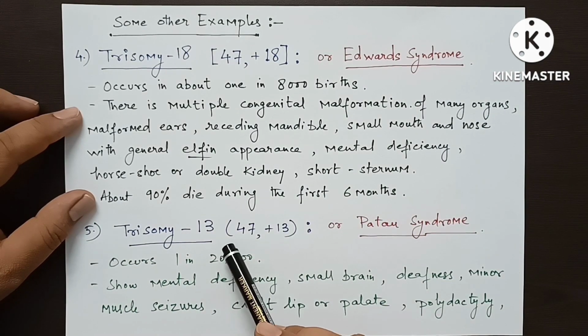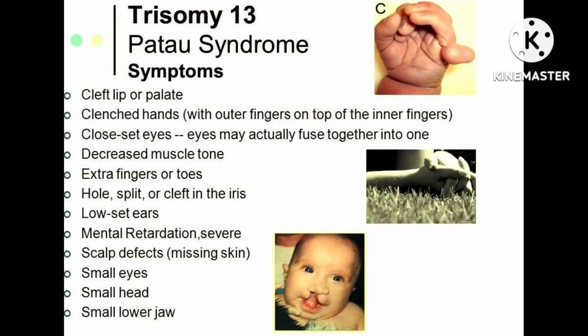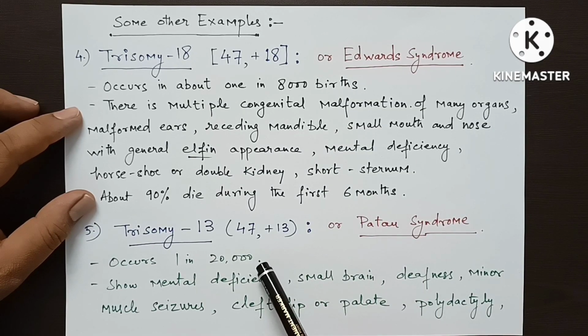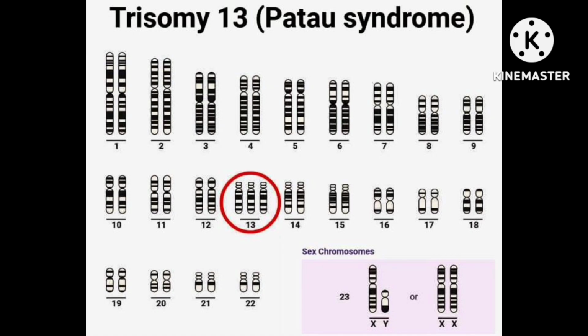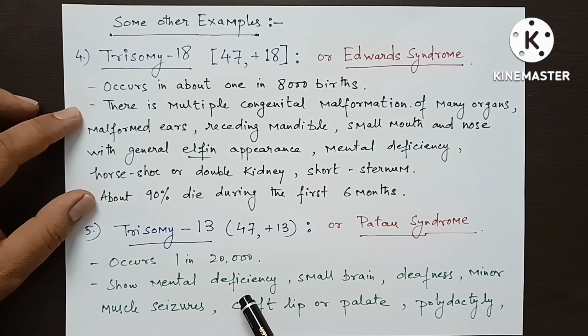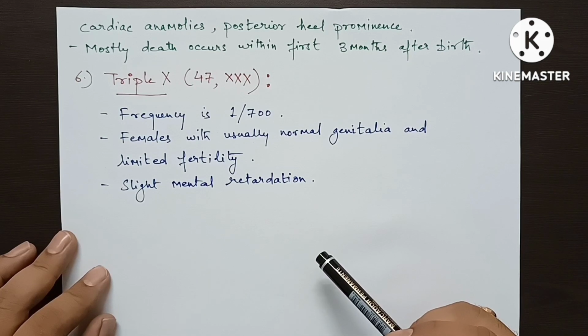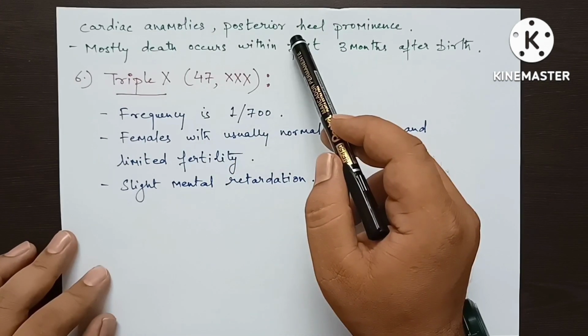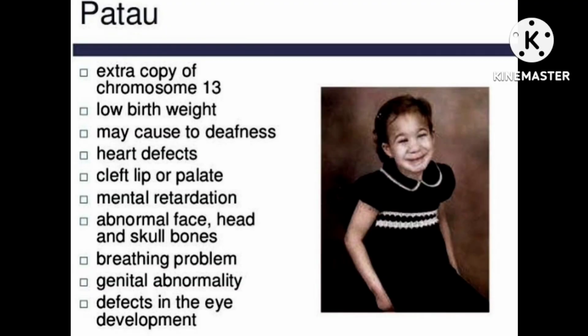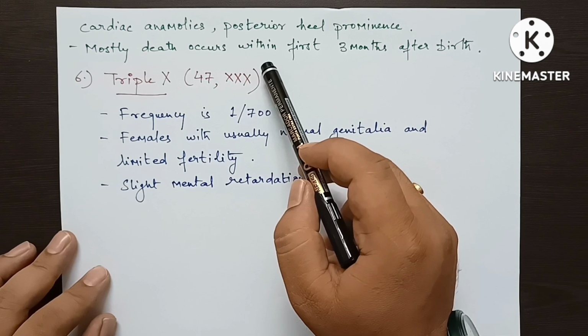Then, trisomy 13 or Patau syndrome. Which occurs in 1 in 20,000 cases. Individuals show mental deficiency, small brain, deafness, minor muscle seizures, cleft lip or palate, and polydactyly. Also, cardiac anomalies and posterior heel prominence. Death occurs usually within the first 3 months of the birth.